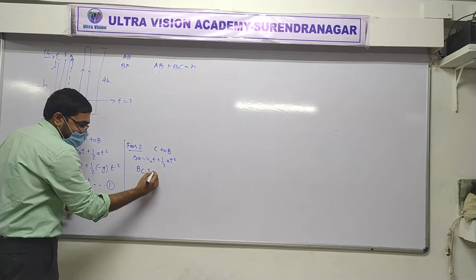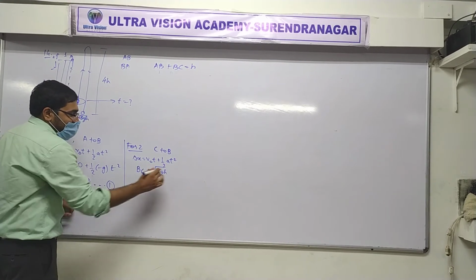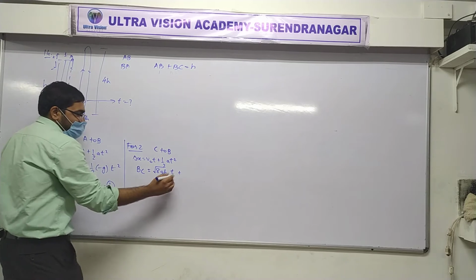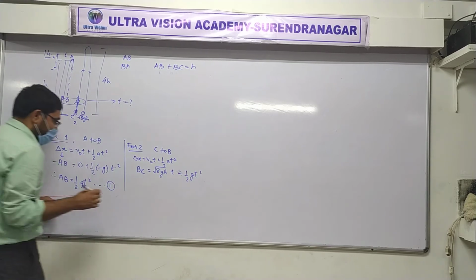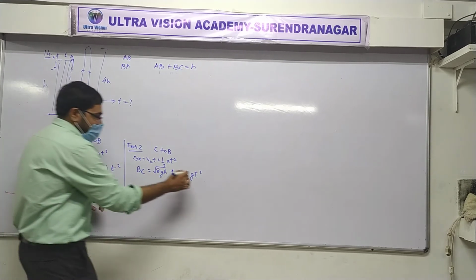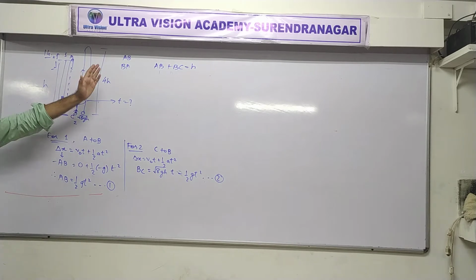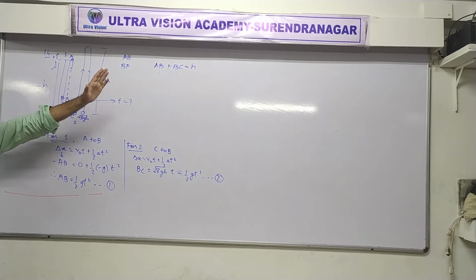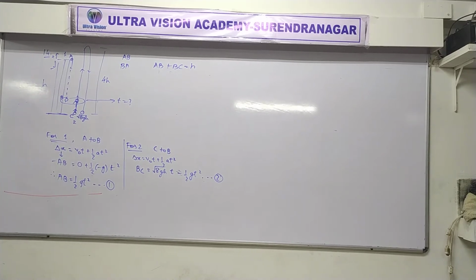So what should we write here? Root 2gh into t, which we don't know, minus half g t square. Correct or not? Sure? Okay, so we have got the second equation, and that's BC. Now if we add AB and BC, what do we get? AC. Understood? So then we might be able to find t by solving that equation.